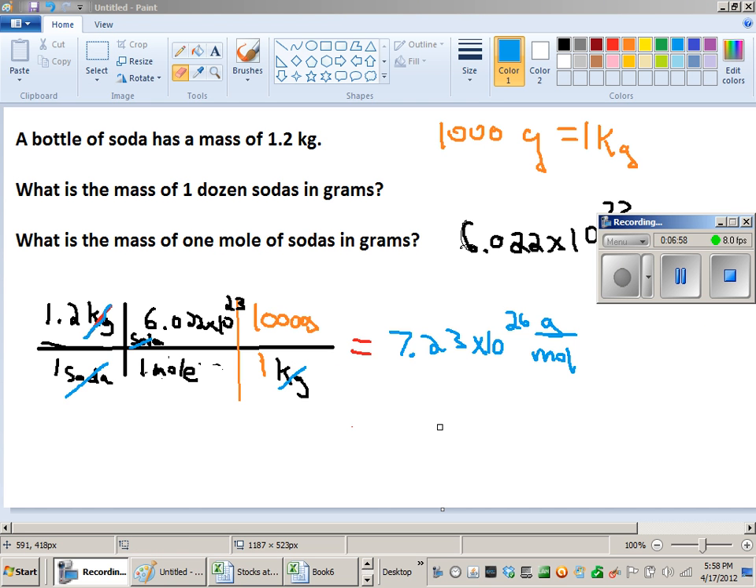When I use a calculator, I end up getting 7.23 times 10 to the 26 grams per mole. If I have to round this to 2 sig figs, what I would do is get rid of this 3. So I've just rounded it to 2. Since that 3 is less than 5, I know to round down. So I round to 7.2 instead of rounding up to 7.3. And that's how you do this problem.